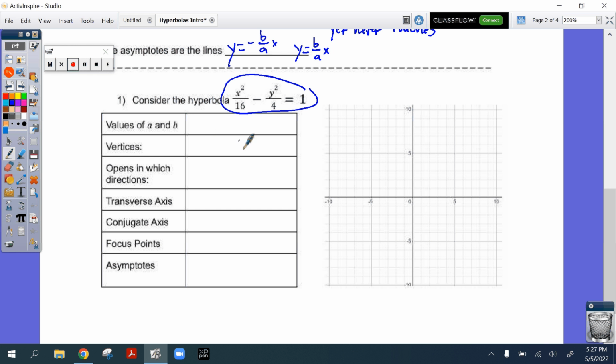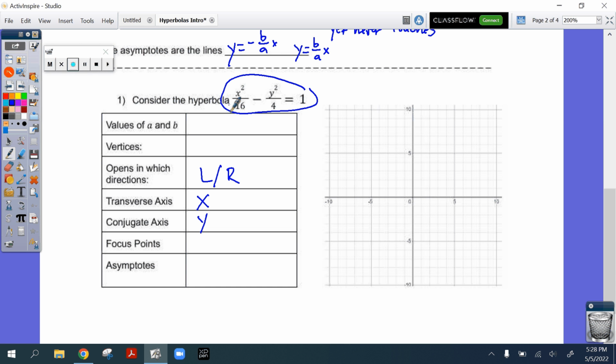Since x squared comes first, since it's not being subtracted, it's going to open left and right. It's going to open on the x-axis. That means the transverse axis is the x-axis. It opens in that direction, that's its transverse axis, which means the other axis, the y, is the conjugate axis. Okay, let's find the values of a and b.